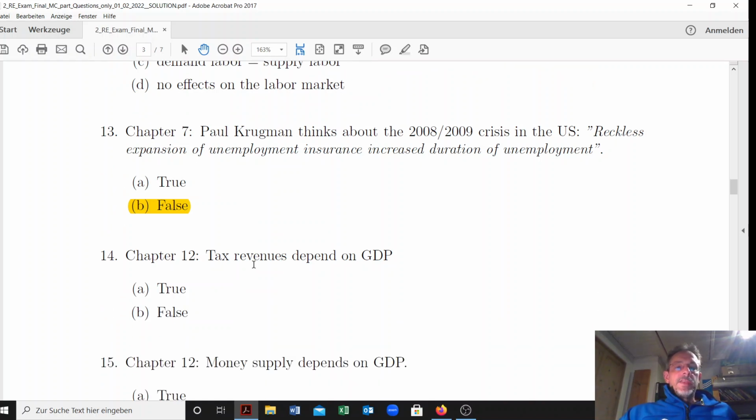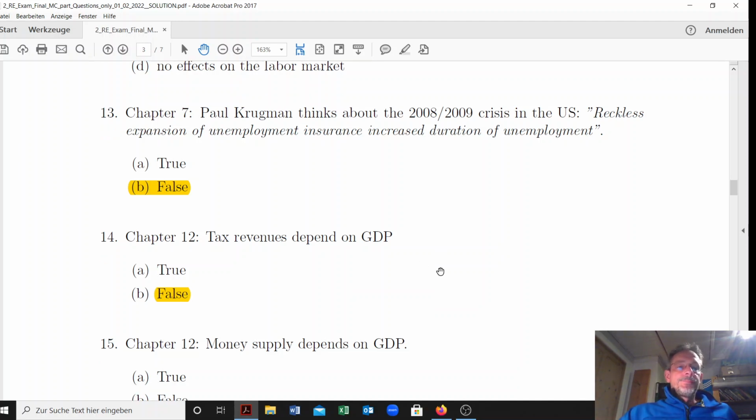Chapter 12, tax revenues depend on GDP. This is wrong. Tax revenues still have a bar above the variable. They do not depend on GDP. There is no functional form where the taxes depend on the income variable y in our model.